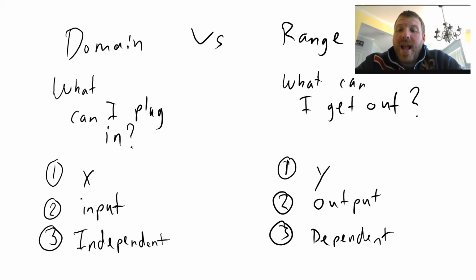So what I get out is always dependent upon what I put in. Okay? I can't go back and forth there. But this is domain and range, okay? Domain is my x values, okay? It's my input, it's my independent. The range is my output, okay? It's my y values, it's my dependent. Just something that you need to remember.